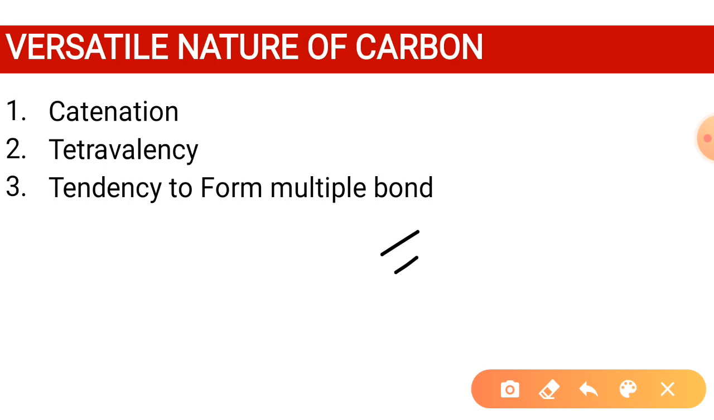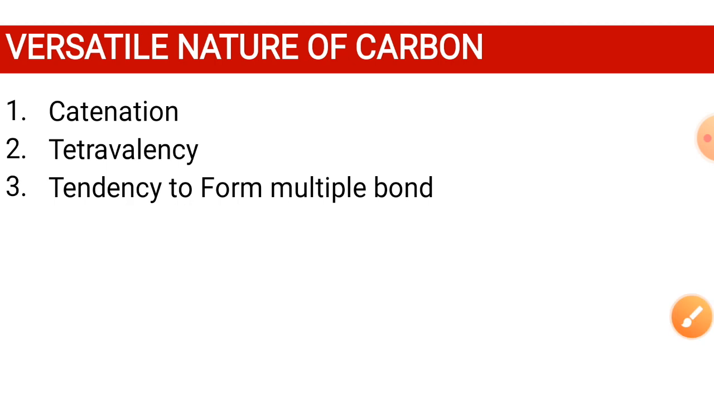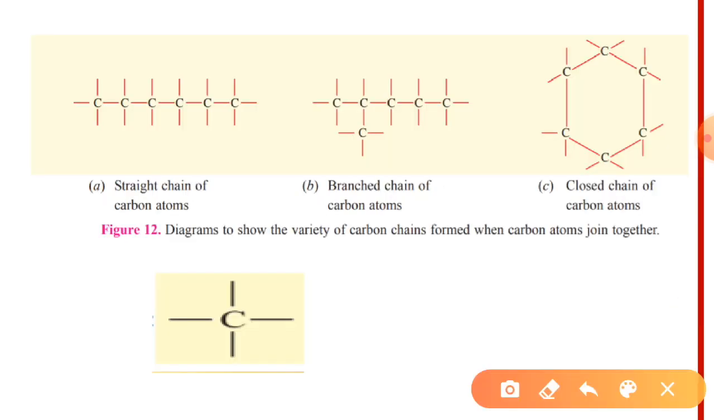First of all, let's have a discussion on catenation. So students, catenation is the property by virtue of which carbon is capable of self-linking. Carbon can form straight chain, branch chain and even closed chain with itself. So a large number of carbon atoms can combine together. This property is called catenation.